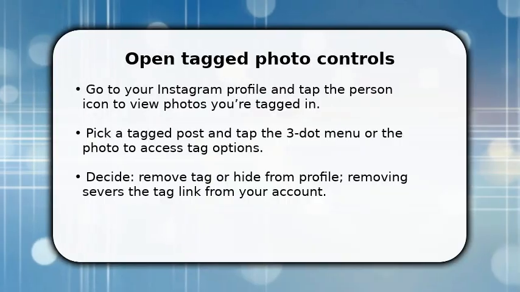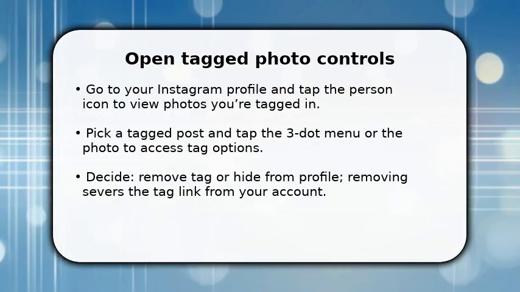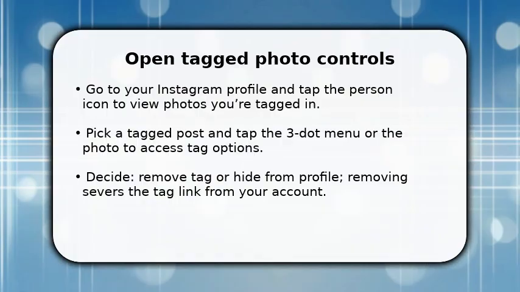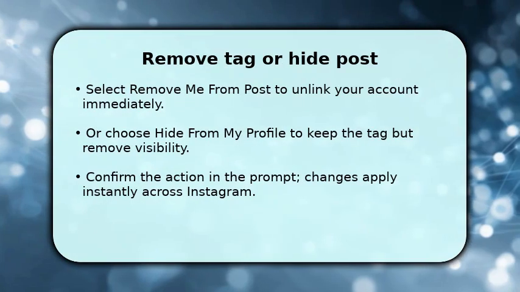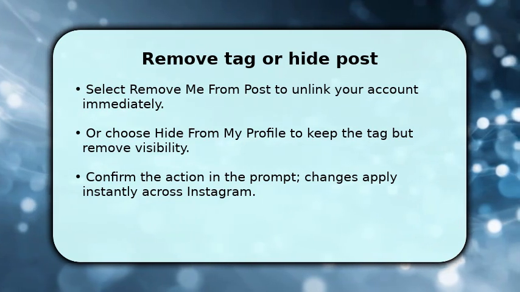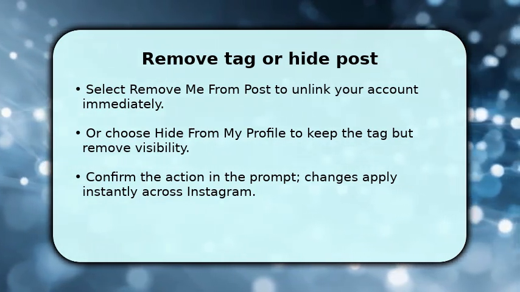You can choose to remove yourself from the tag or hide the post from your profile. Make sure you understand that removing removes the tag link, while hiding only hides it from your profile view. Now choose the action. Tap Remove Me from Post to unlink your account, which stops the photo from appearing as a tagged image. Once done, confirm when Instagram prompts you.